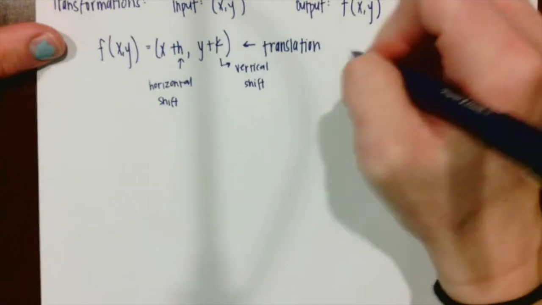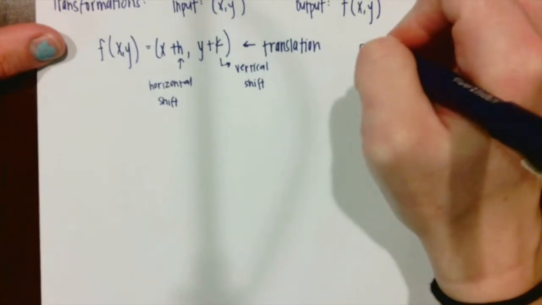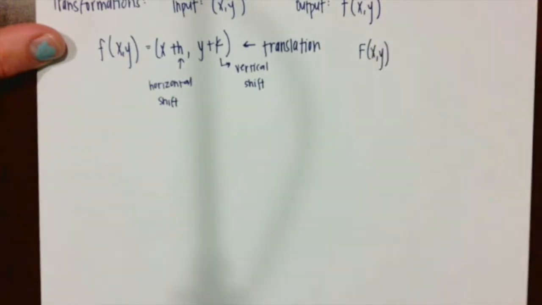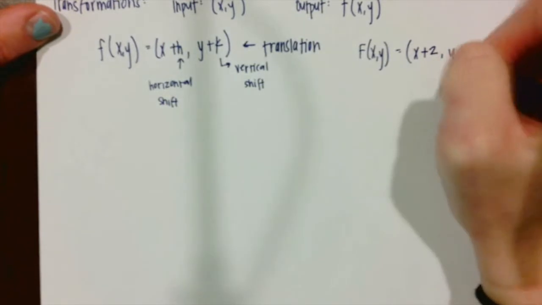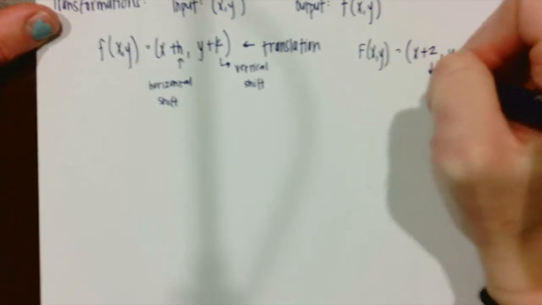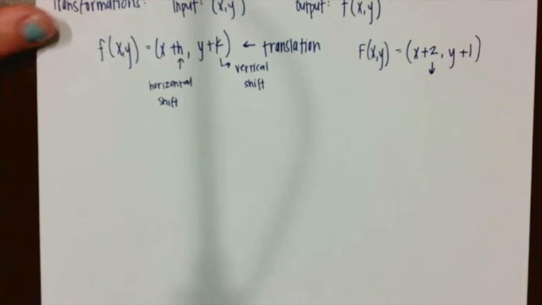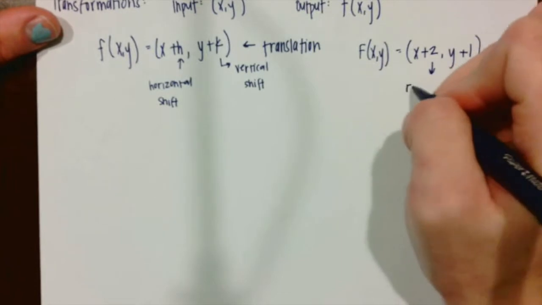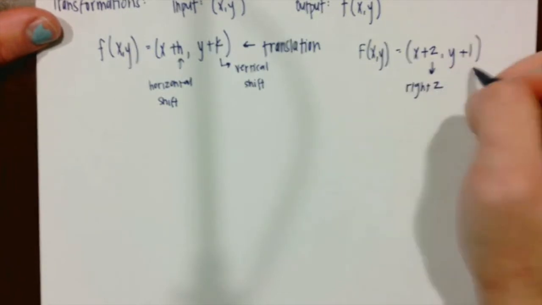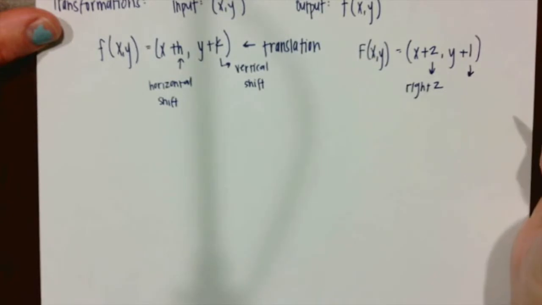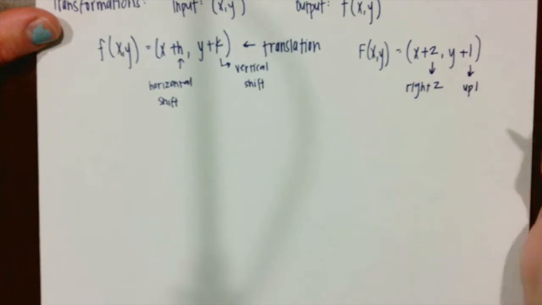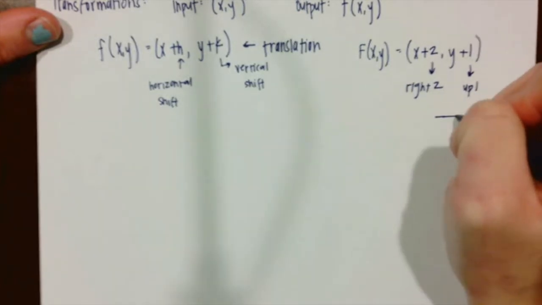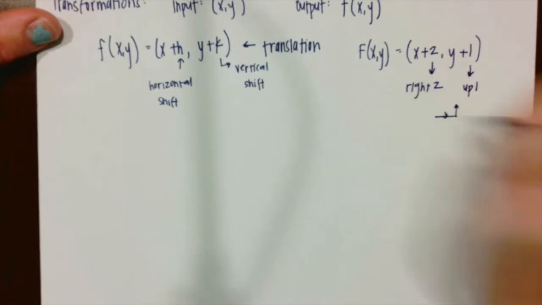So, for example, we could have something like the translation equals x plus 2 and y plus 1. That would tell me, since it's plus 2 on the horizontal axis, or on the x-axis, positive means we go right. And since it's plus 1 on the vertical axis, positive means up. So I'm going to go up 1. That would move my whole figure right 2 spaces, up 1 space.